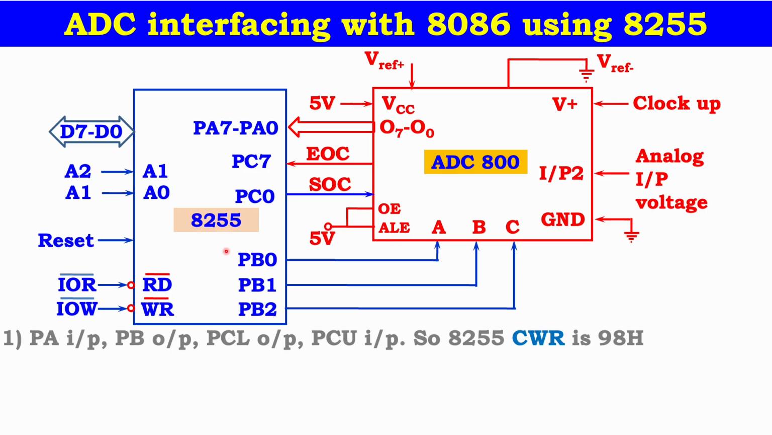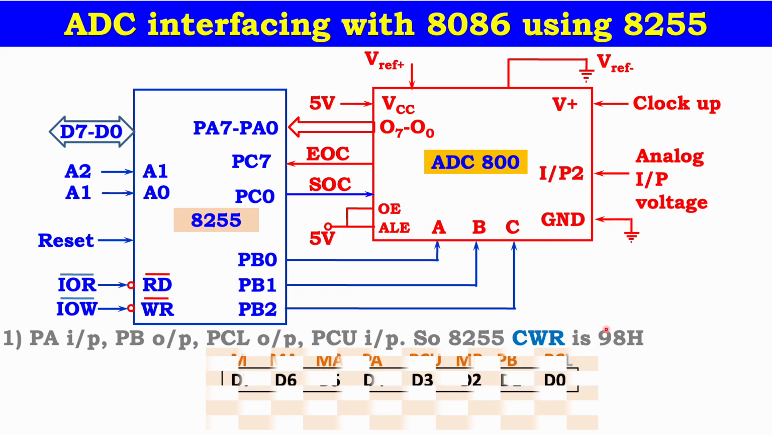Now what is port B? Port B provides the output signal to ABC to select the corresponding analog input. So that is port B's output. Now port C lower, that is bit 0, is also an output signal. It will provide the SOC signal state. The higher bits will take the input from the ADC, that is end of conversion. So it is the input. See there, port C upper is the input. So according to this port operation, the control word we have to calculate is 98H.